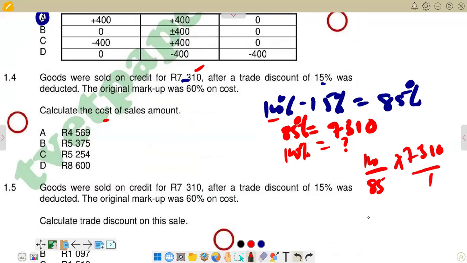And then over 1, we calculate there. So the figure that we are supposed to get there is 5,375. So this is our answer. So we can just indicate B as our appropriate answer there.